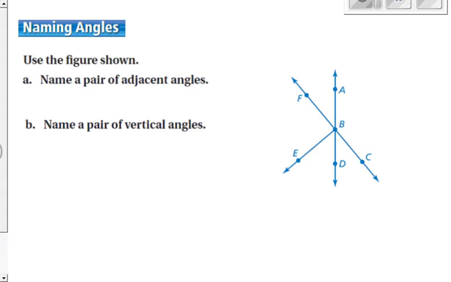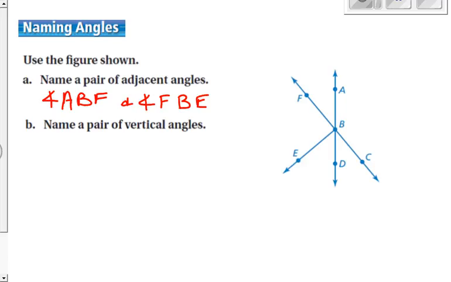So it says naming angles. Use the figure shown. Name a pair of adjacent angles. So we need to find two angles that share a common side. So let's take angle ABF. We can have an angle that has the same side as AB, or we can find an angle that has the same side as BF. Well, the easiest one for me is to choose angle FBE. They both share the side BF.